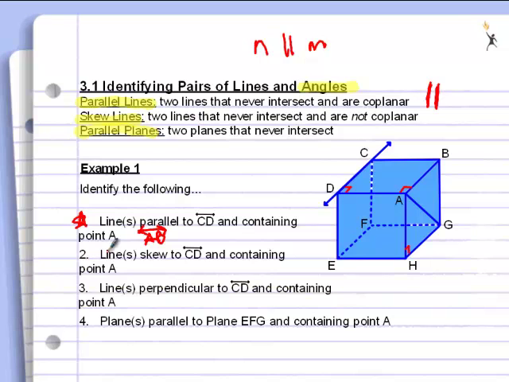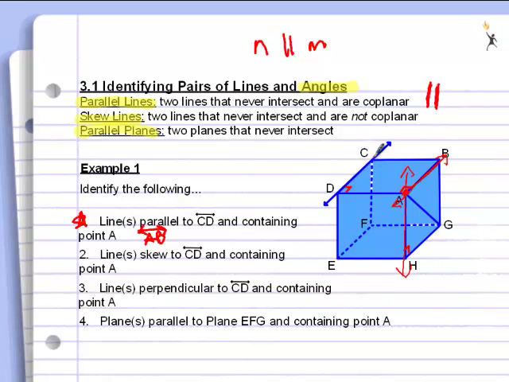The next one, we want to identify a line or lines skew to CD. Remember, skew means that they never intersect and are not coplanar, meaning they can't be in the same plane. Skew to CD and containing point A. Again, here's point A. Again, the definition of skew means that they never intersect. So we could be talking about parallel, like AB is. We could also be talking about lines that go off in general directions.